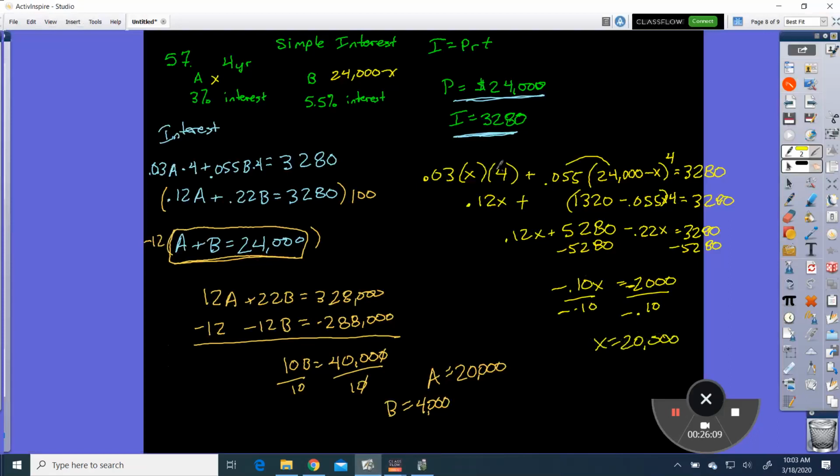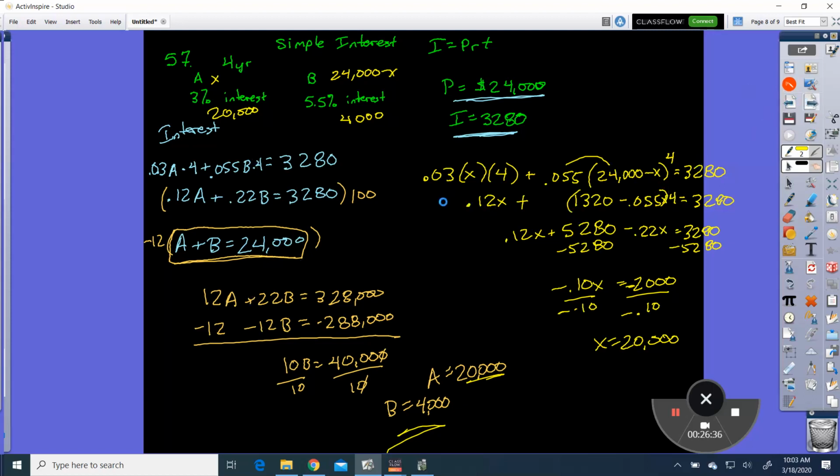So see right here where I set this up, I set this one's x with a 3% is 20,000. This was 24 minus x, so 24 minus 20,000 is 4,000. So b was 4,000 here, a was 20,000. So we get the same answer either way. It's just a different way of looking at it, a different way of doing it. Okay, this is kind of the substitution method. This is the elimination method. Two different ways to do it. You can also do it for proportion.